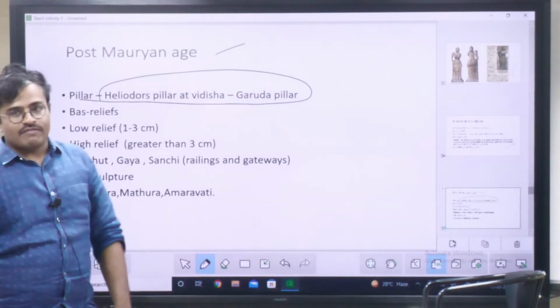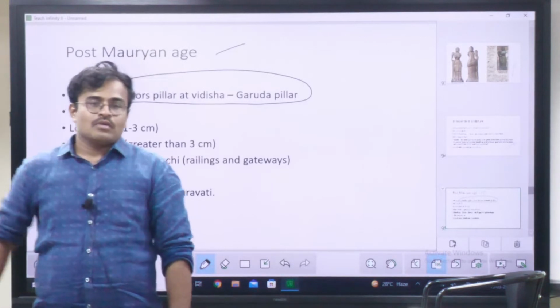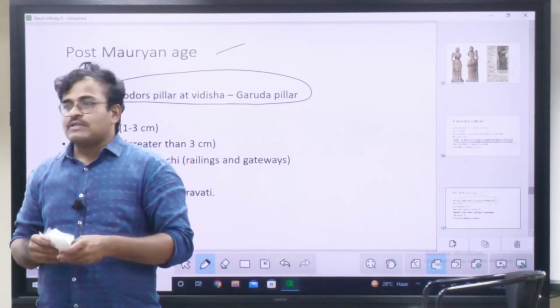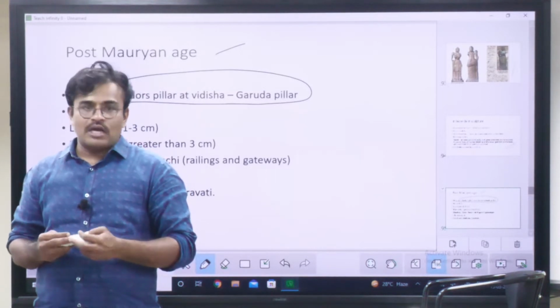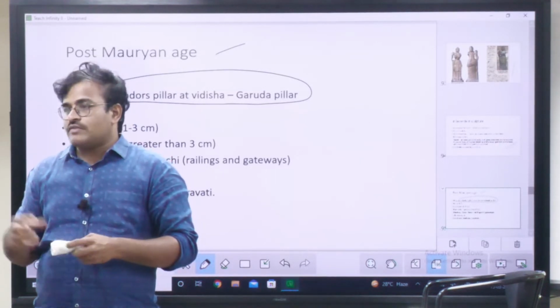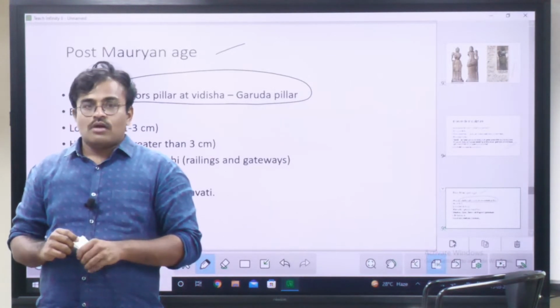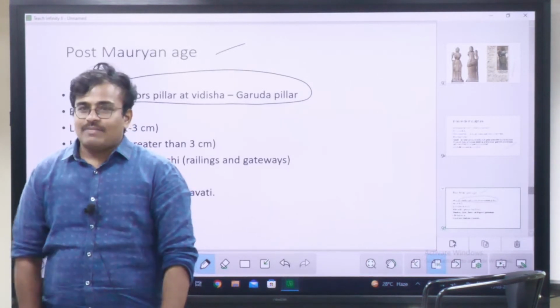Okay, Heliodorus is a very Greek name, right? But he proclaimed that he is a Bhagavata, and he established this pillar at this place called Vidisha. Vidisha is a place where there is a Vishnu temple. Remember Vidisha, where is it located? Madhya Pradesh. Okay, Madhya Pradesh, Vidisha.